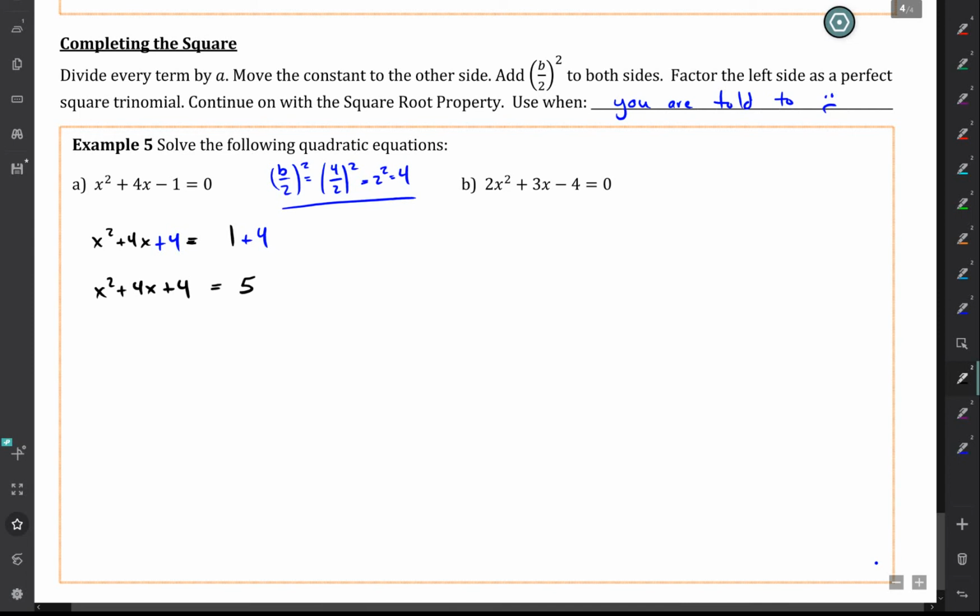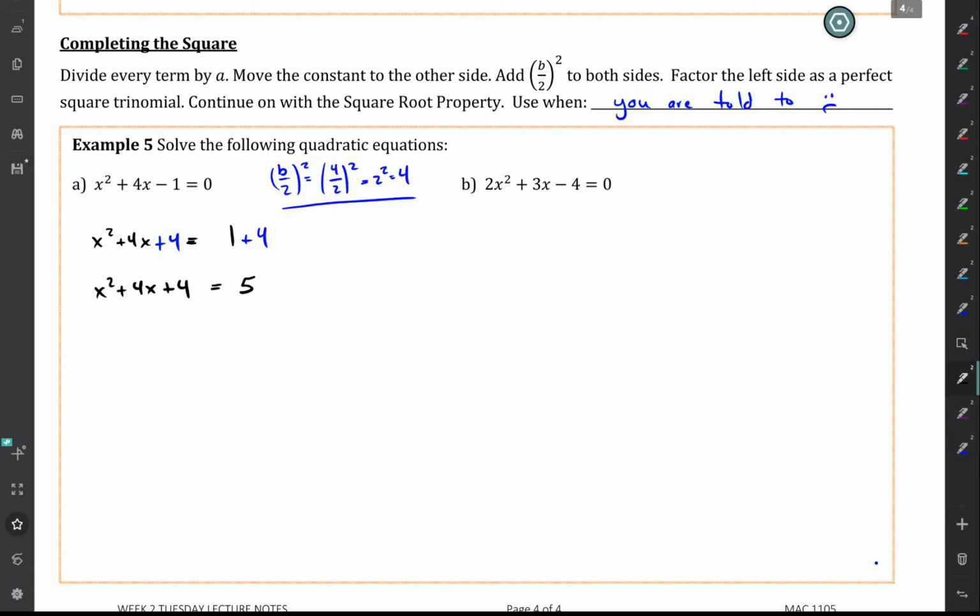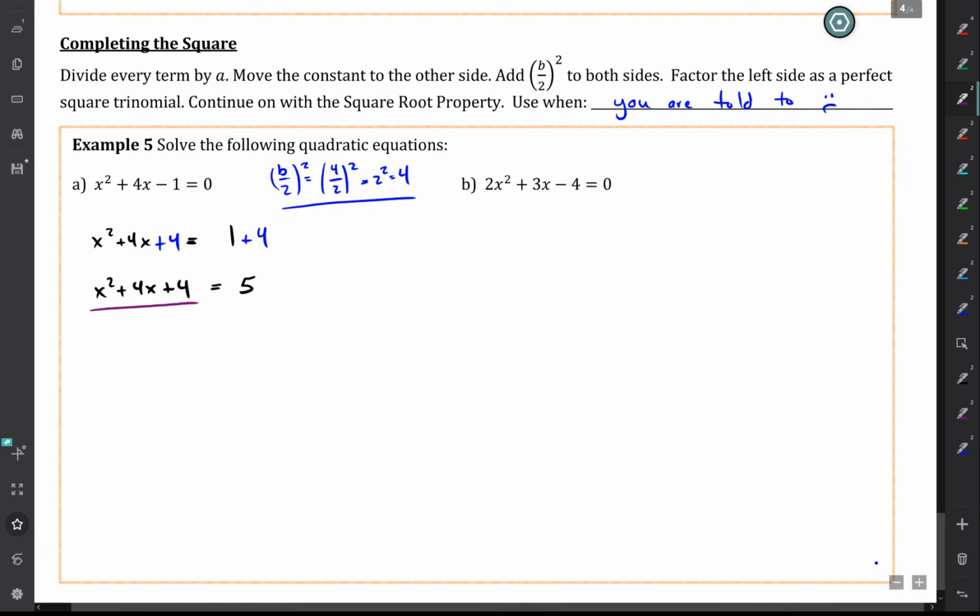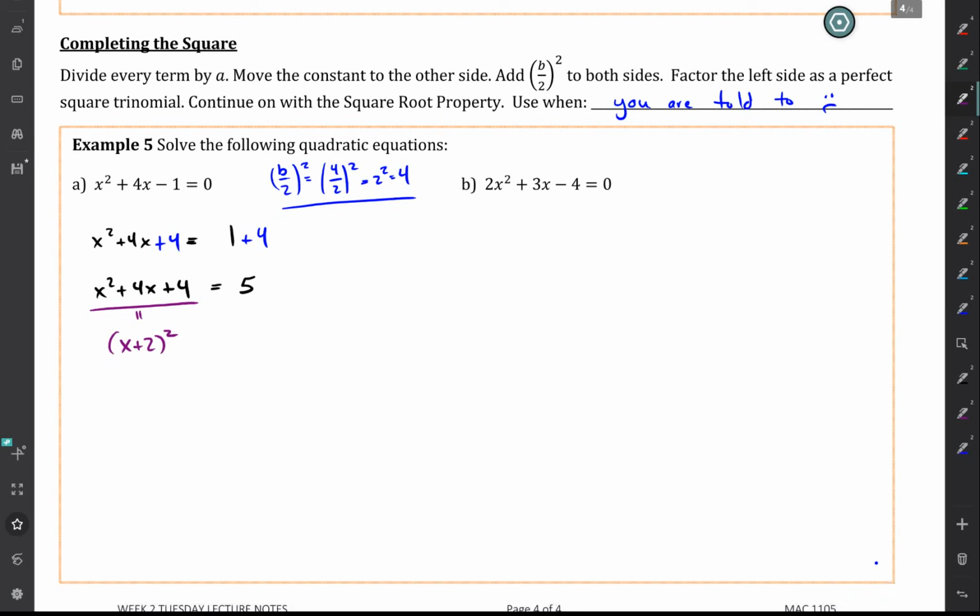Okay, and it may not seem like this is any simpler, but if you notice that what I'm underlining in purple, that's actually equal to x plus 2 quantity squared. So when you added b over 2 squared to both sides, you made the thing on the left a perfect square. Okay, and also notice that the 2 there is b over 2. So it's always going to be the case that this is going to be x plus b over 2 squared.